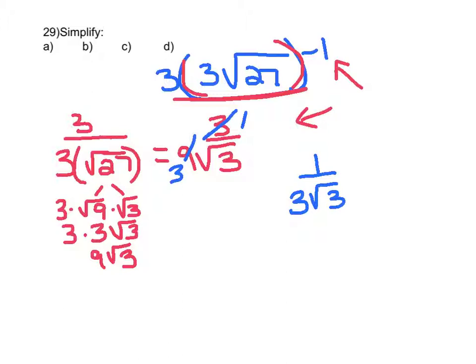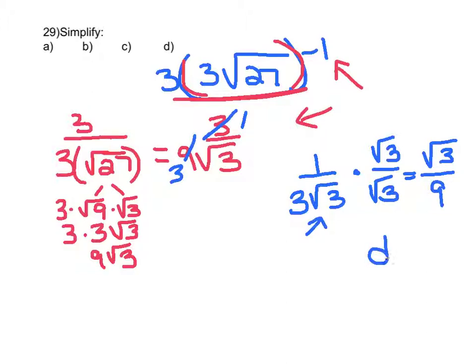Taking a look at number 29, you can see that this isn't an option. The issue is we don't like that square root in the denominator. So in order to simplify this, we have to multiply by the square root of 3 on the top and bottom. That's going to give me the square root of 3 over 3 times 3, which is 9. Therefore, your answer is D.